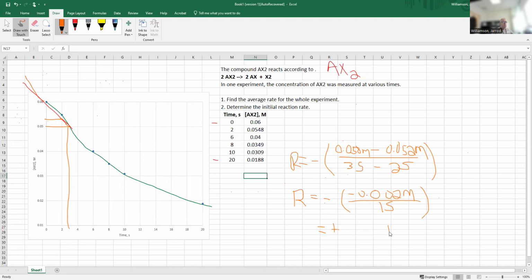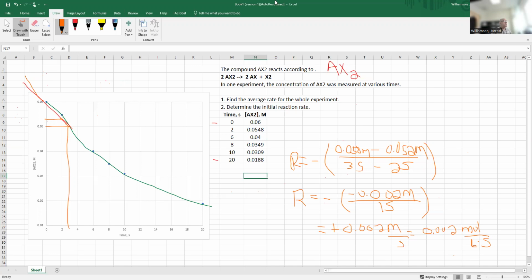0.002 molarity per second, which is the same thing as 0.002 moles per liter per second. Which one do you use? Both. I expect you to be fluent with both.